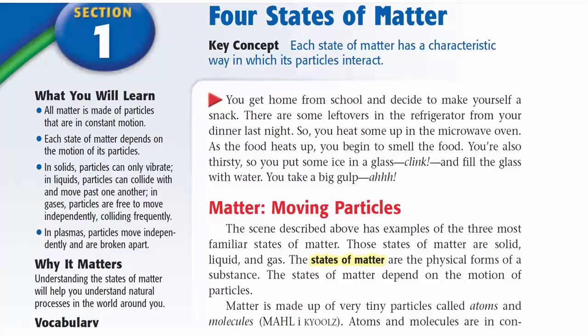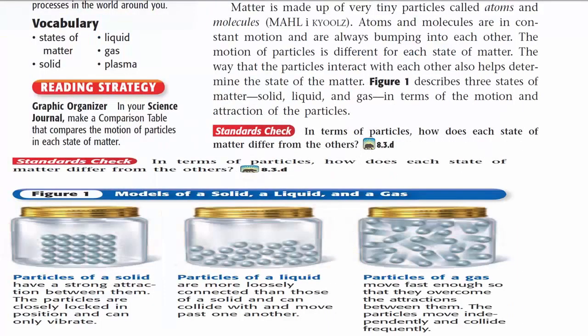Those states of matter are solid, liquid, and gas. The states of matter are the physical forms of a substance. The states of matter depend on the motion of particles. Matter is made up of very tiny particles called atoms and molecules. Atoms and molecules are in constant motion and are always bumping into each other. The motion of particles is different for each state of matter. The way that the particles interact with each other also helps determine the state of the matter. Figure 1 describes 3 states of matter: solid, liquid, and gas in terms of the motion and attraction of the particles.